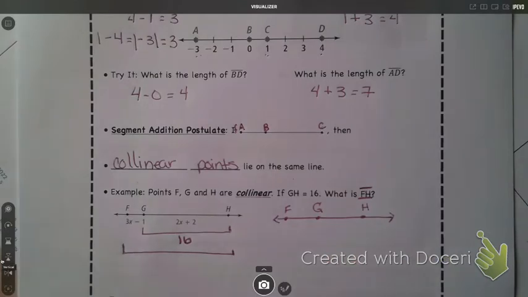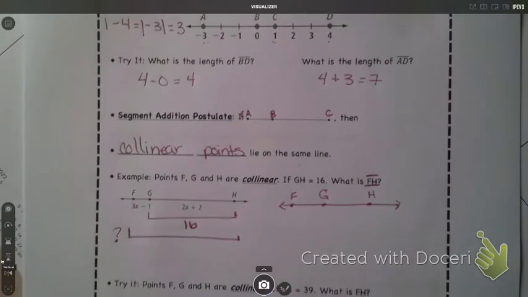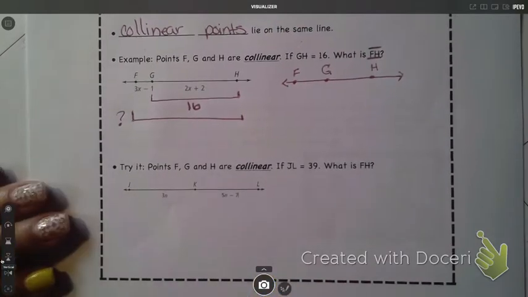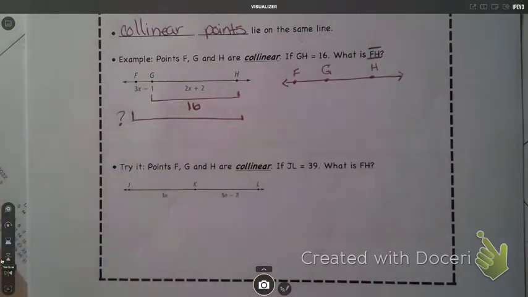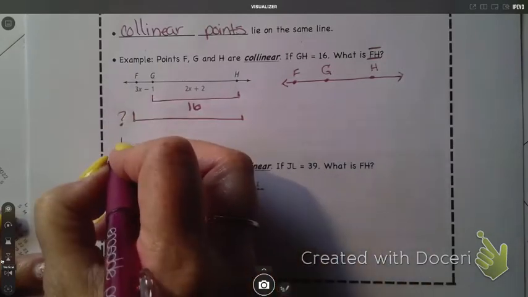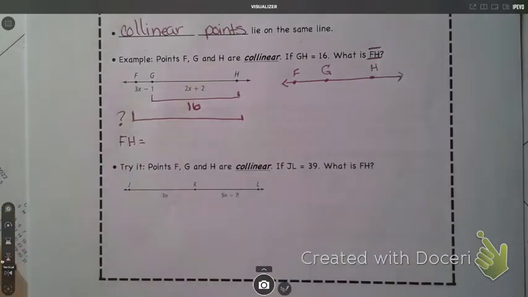Okay, so I want this. You should approach every single one of these problems in geometry like a puzzle. It's a problem to be solved. Now, I don't want you to start trying to calculate it and manipulate it and guess and check. I want you to come up with a plan. So if I want FH, in general, what do I have to do? Figure out what F to G is.